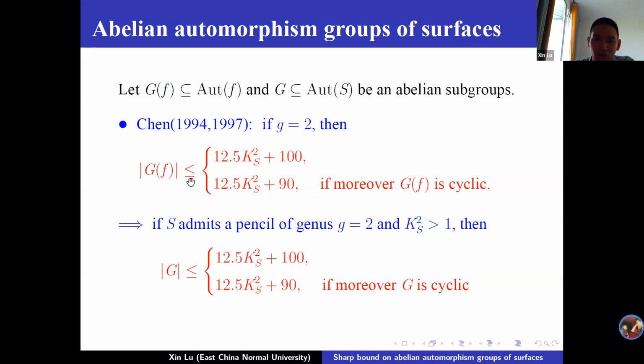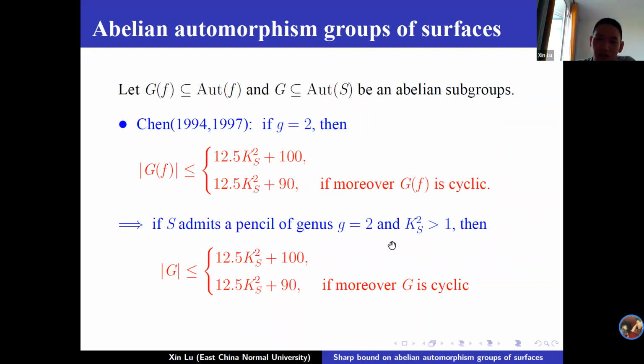Based on this result for fibered surfaces, Zhijie Chen was able to prove the result on the linear subgroup of S. So if S admits a pencil of genus g equal to 2, and K_S squared is not equal to 1, that is, K_S squared is at least 2, then this bound holds for any abelian subgroup. That is, the bound for the abelian subgroup is given by 20.5 times K squared plus 100, and this is for the cyclic case.